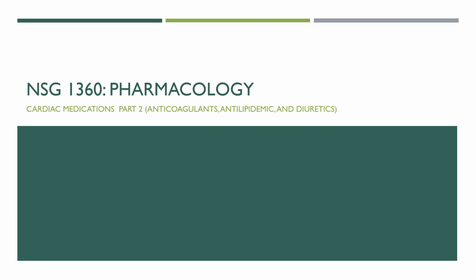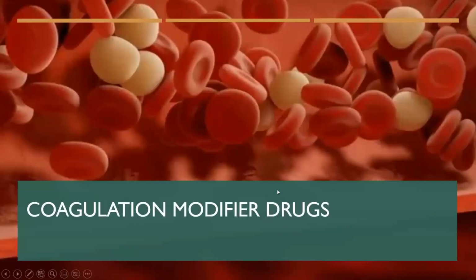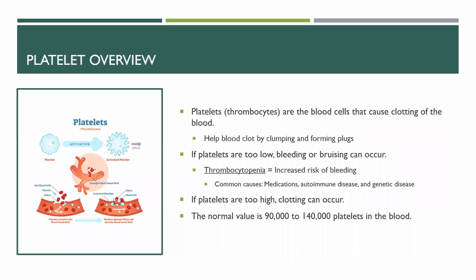Today in pharmacology, we are going to be talking about our cardiac medications part 2, which includes our coagulation modifiers, our antilipidemics, and our diuretics. So the first group of medications we're going to be talking about is our coagulation modifier drugs. Like with most of our subjects, what I like to do is start out with just a general overview. The first thing that we're going to have a general overview on are our platelets.